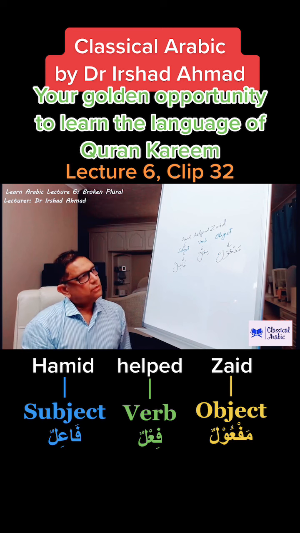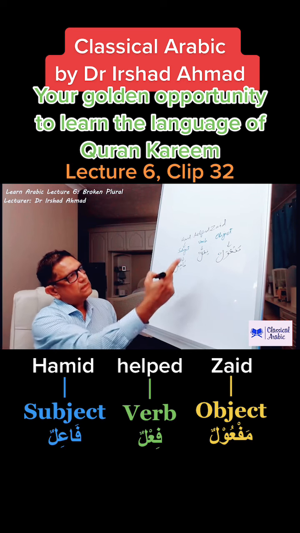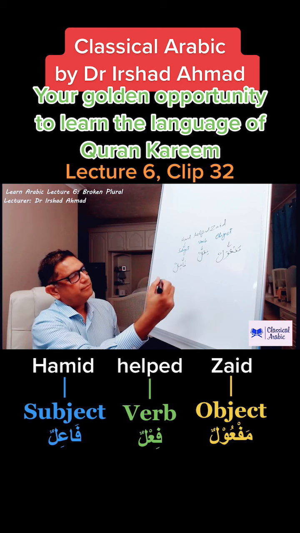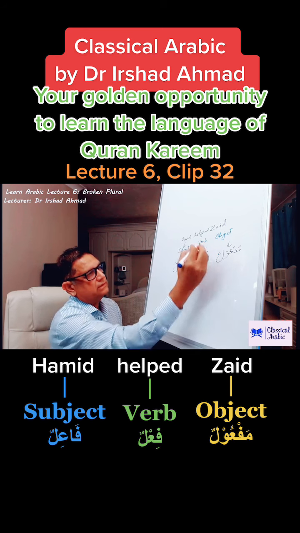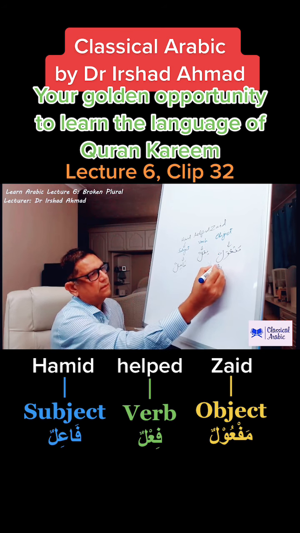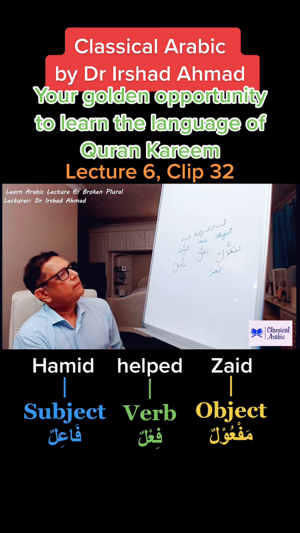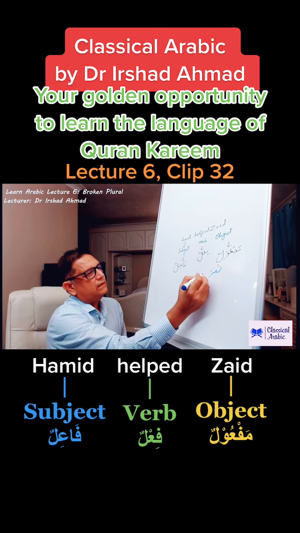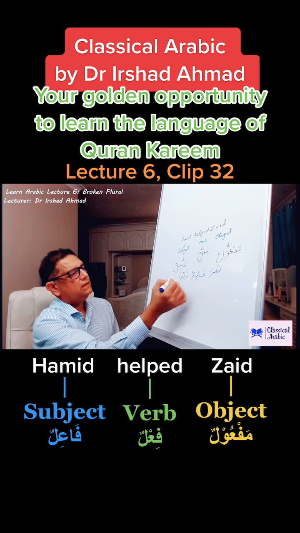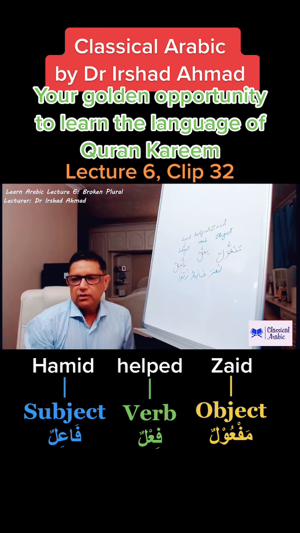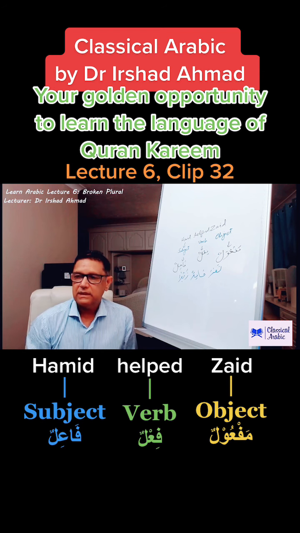Okay, so let me translate that into Arabic. The Arabic translation will be, the verb will come first, so that will be Nasara, and then we're going to have the fa'il, Nasara Hamidun, and the maf'ul, Zaidan. So Hamid helped Zaid.